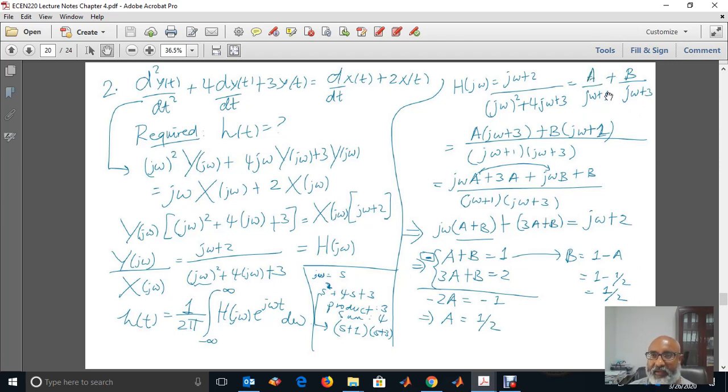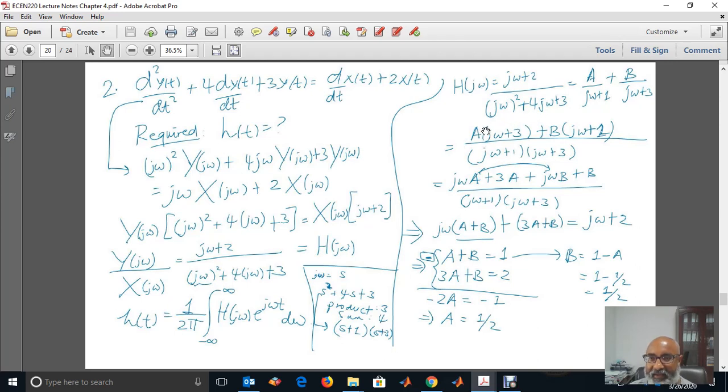We need to find a and b. How do we find a and b? Again, we combine here. We make crisscross. This is equal to a times (j omega plus 3) plus b times (j omega plus 1). And the denominator stays the same, (j omega plus 1) times (j omega plus 3), which is this one.